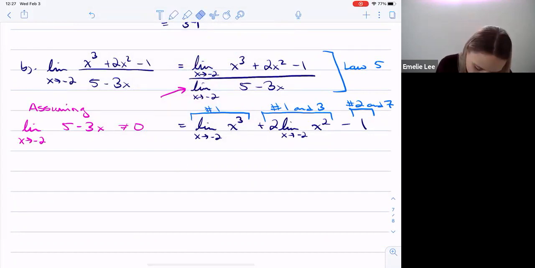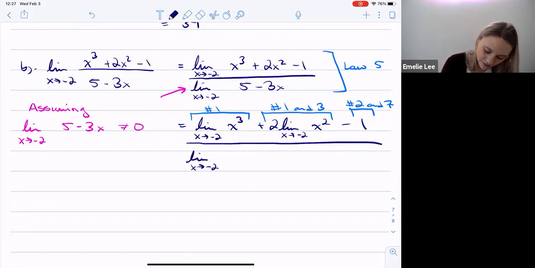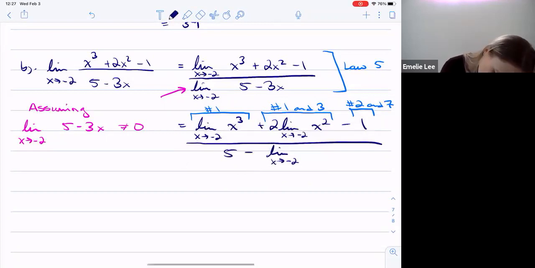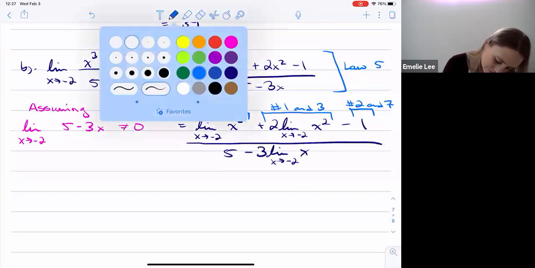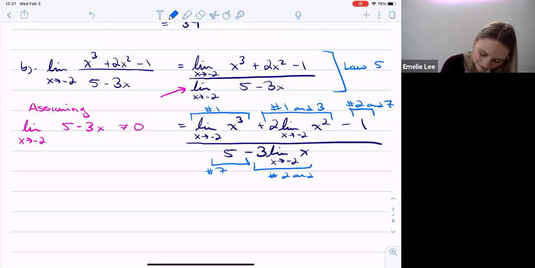Oh, over the denominator. So again, here. Over the limit as x goes to -2 of 5, which is just 5. So I'm going to bump this over here. 5 minus 3 times the limit as x goes to -2 of x. Cheating a bit. This is law number 7. And this is law number 2 and 3.